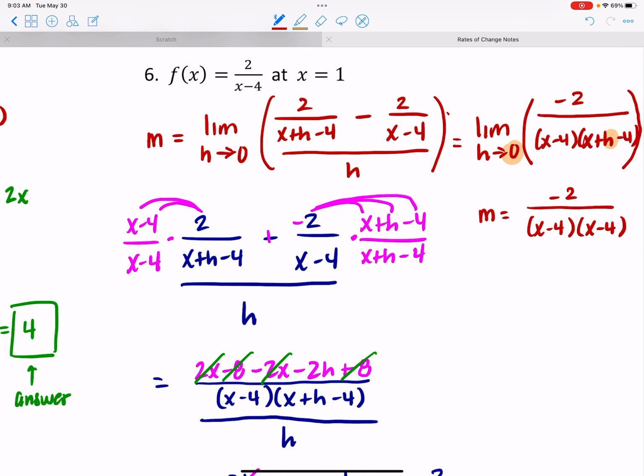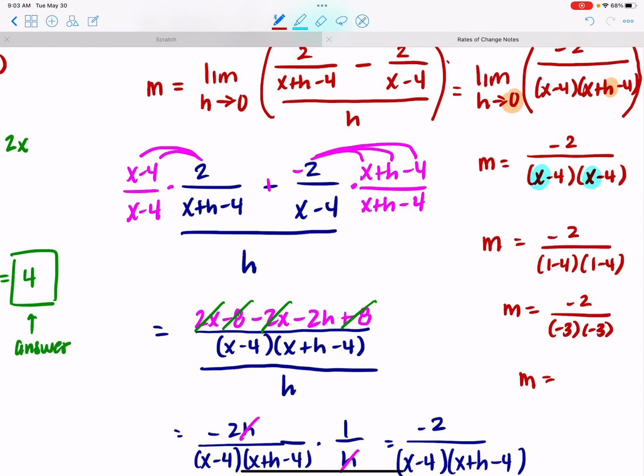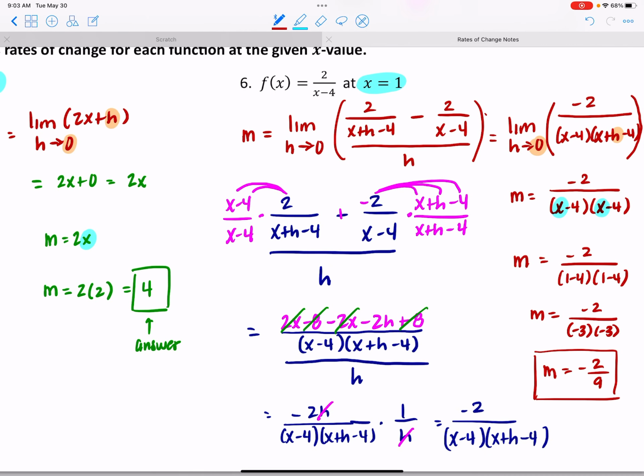Now, if I didn't have an x value, I would just leave it here, but it's saying, let's find it at x equals 1. That means plug 1 into x now to actually find the slope at this point. So now I'm going to say my slope is -2 over, if I plug a 1 in, 1 minus 4 and 1 minus 4, we're looking at -2 over -3 times -3. So that makes a final -2 over 9. That is going to be the slope, the instantaneous rate of change of that function at that point.